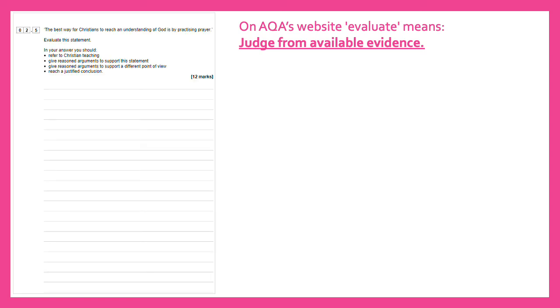So this is what a paper would look like when you get to the 12 marker, and this layout is the same every single time. So this bit here, it will always have this. The only thing that will change is obviously the statement at the top. Our statement for today is the best way for Christians to reach an understanding of God is by practicing prayer. Our task then is to evaluate it.